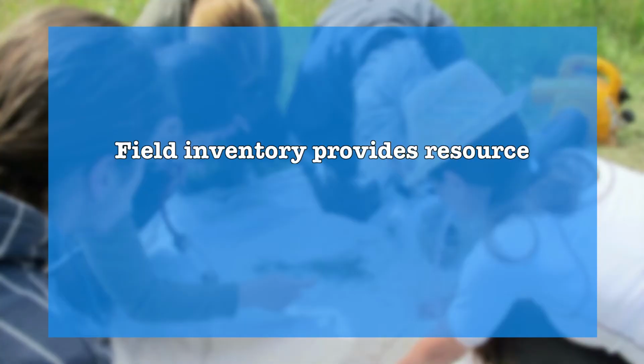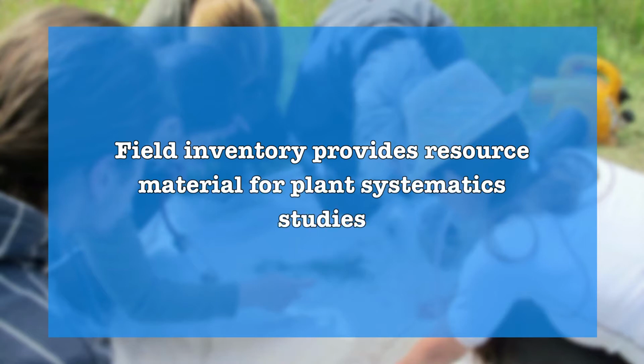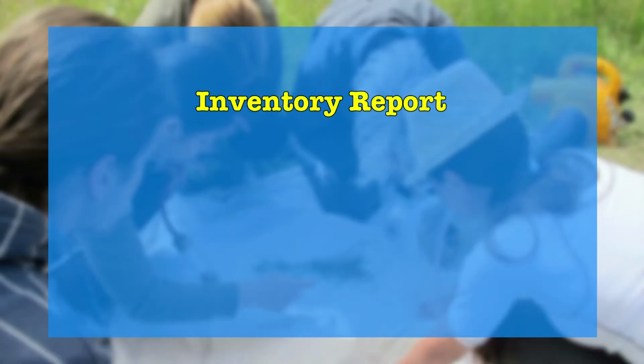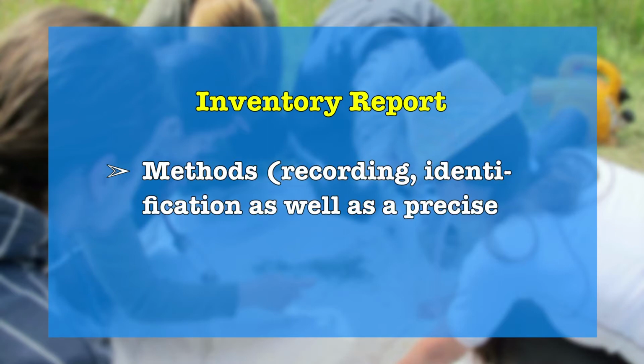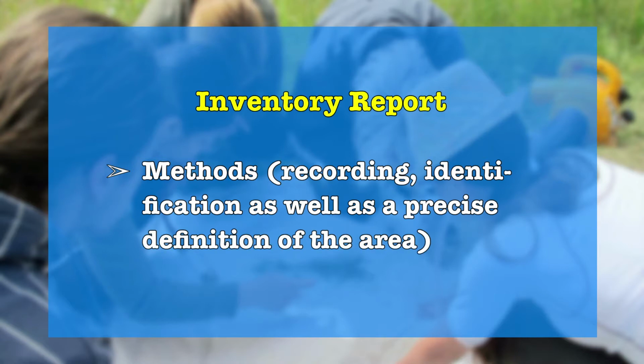It's important to begin an inventory with a thorough base of the existing information. Considerations should be given to sampling all identified vegetation types within a study area. Field inventory provides resource material for plant systematic studies. Among the very important items to be included in the inventory report are: number 1, methods that include recording, identification as well as a precise definition of the area.